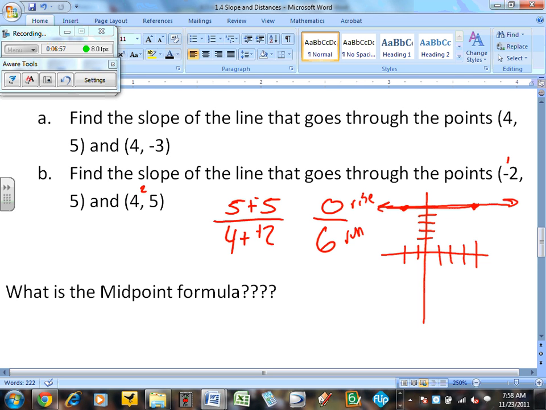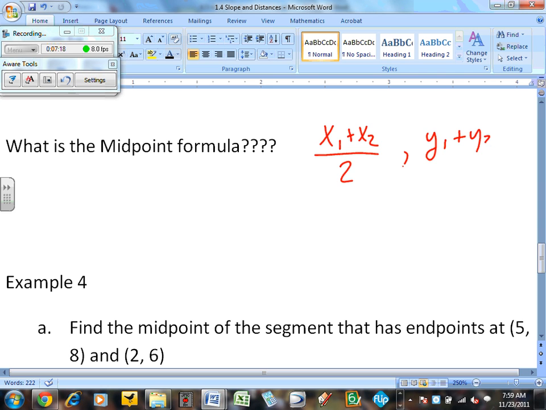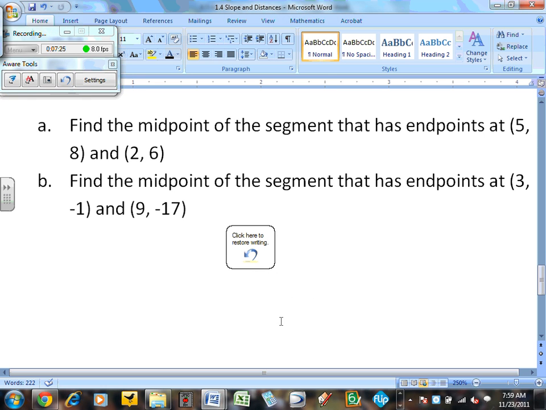All right. The midpoint formula. Midpoint formula is the middle of both points. So how do we find the middle of two numbers? We add those two numbers up, we divide by 2. All right, it's the average of those two. So x1 plus x2, or it could be x2 plus x1. When you're adding, it doesn't really matter. Divided by 2, and y1 plus y2 divided by 2. Okay? So find the midpoint of the segment that has endpoints here at 5, 8, and 2, 6.